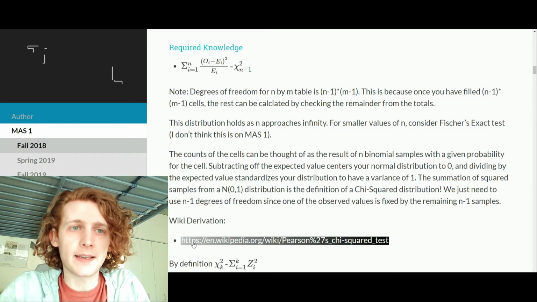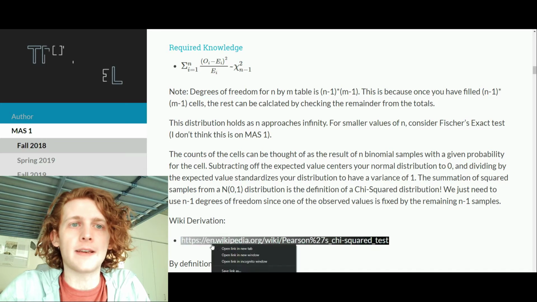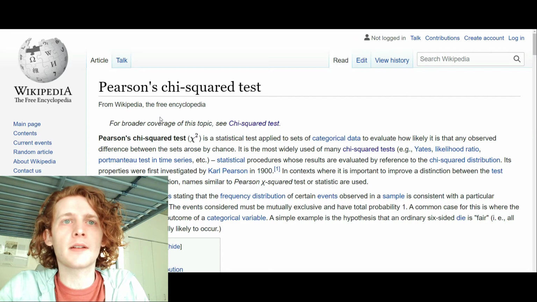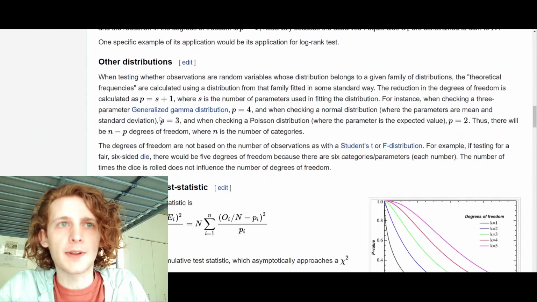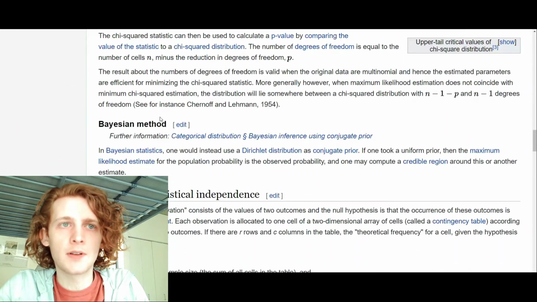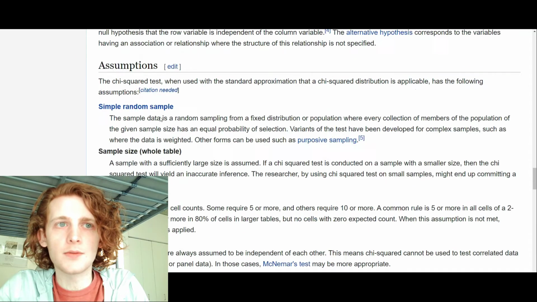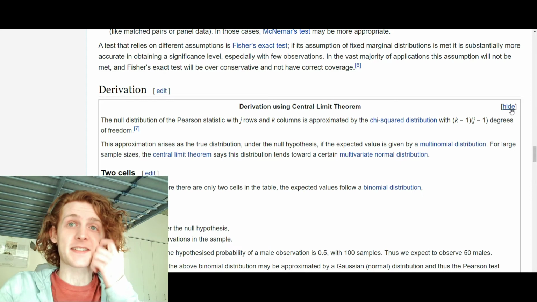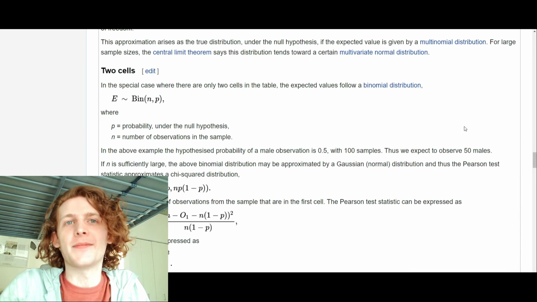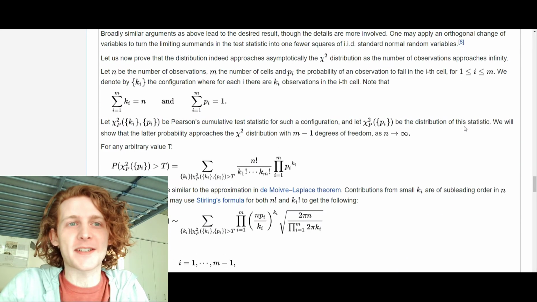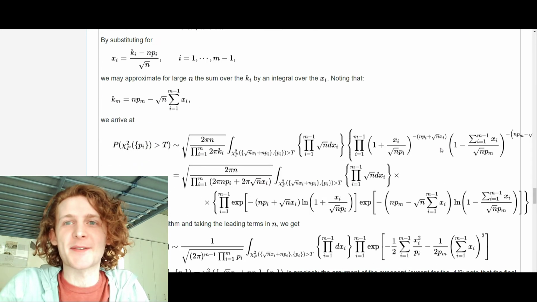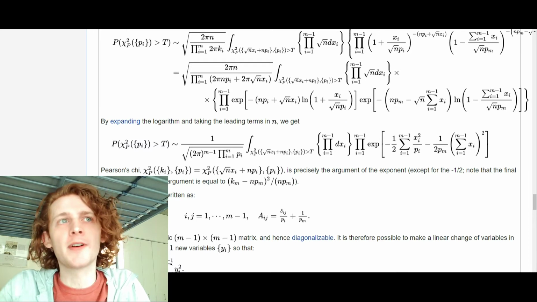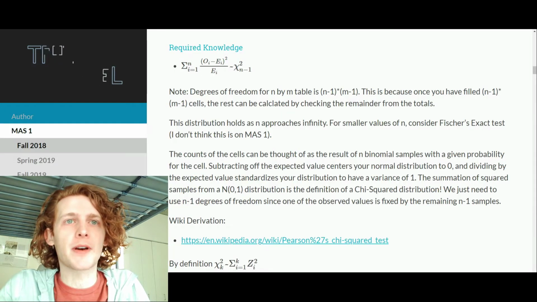I have the link here for the wiki derivation. Let's actually open that up really quick. And you can scroll down to the derivation, and it actually hides it because it's so clunky. And I'm not going to actually walk through this because once I saw the word Jacobian and some of this math, it's a little bit beyond me for the actual formal proof, but it's there if you want to look through it.